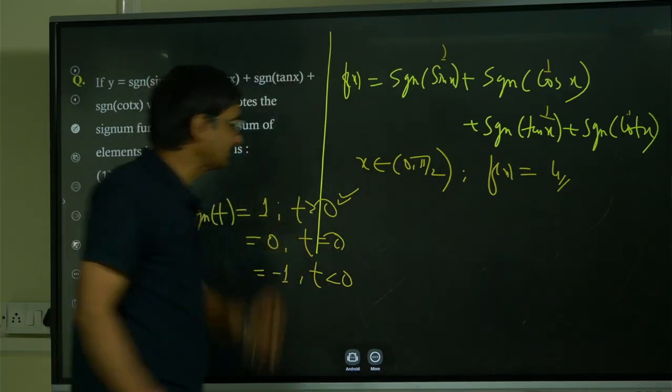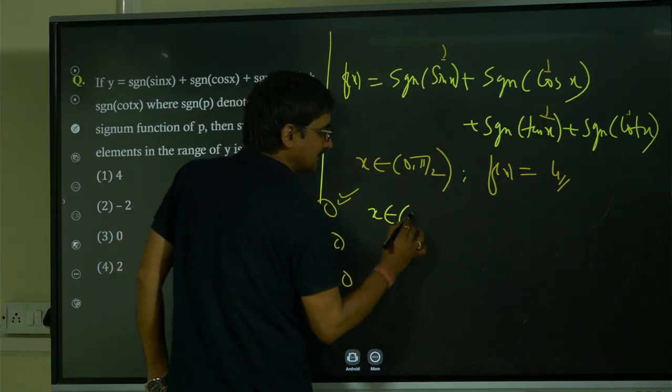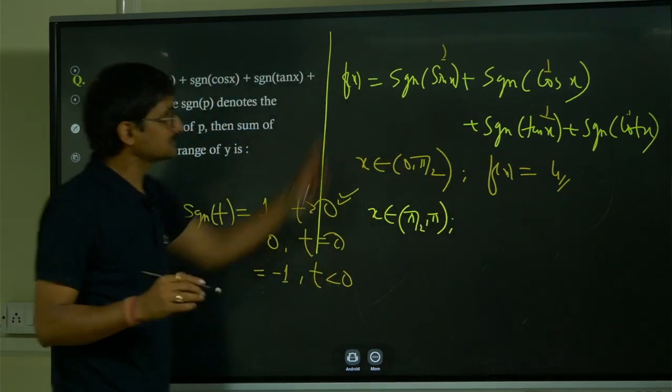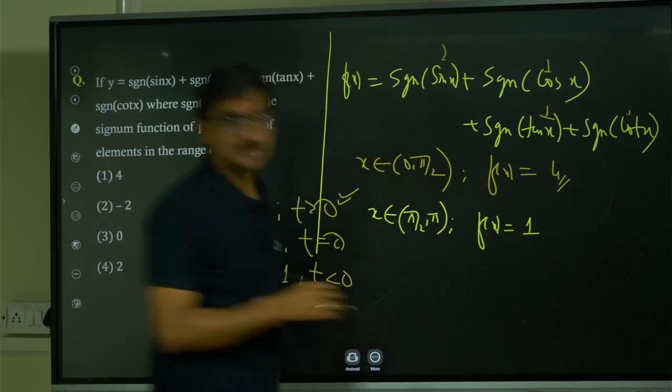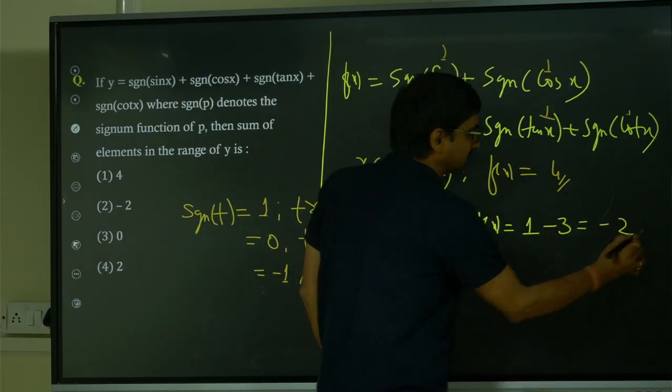Now let's go to the second quadrant. Let's do it quadrant wise and see what we get. Pi by 2 to pi. In the second quadrant, sine is positive, so that gives 1. The rest 3 are negative. Cos is negative, yes. So f of x is minus 2.